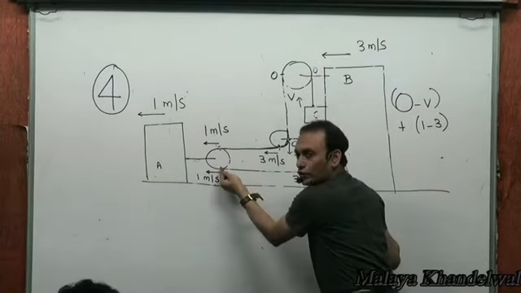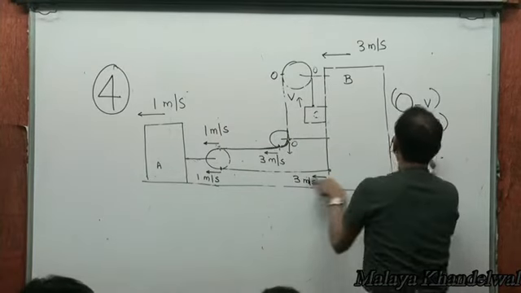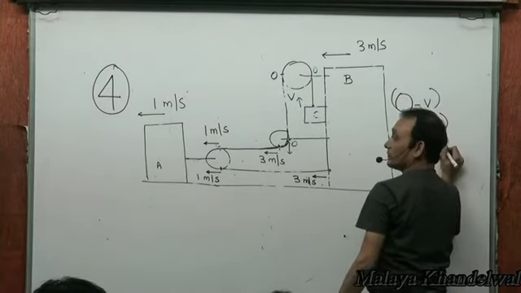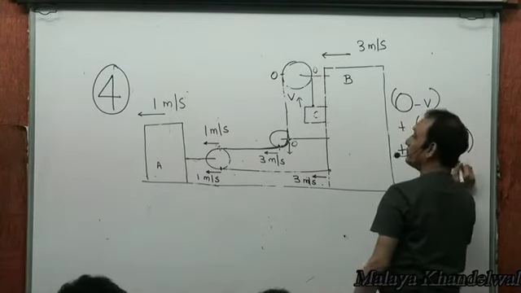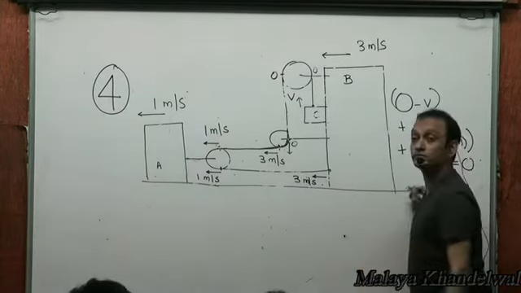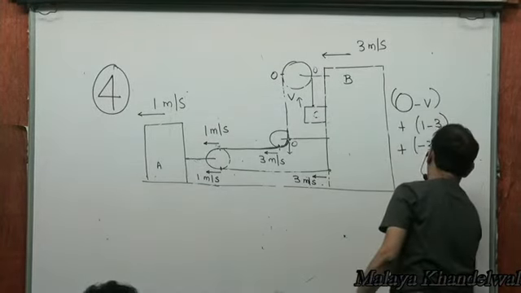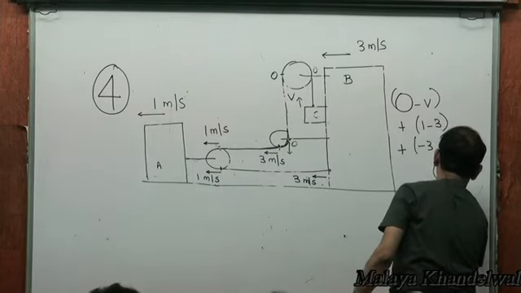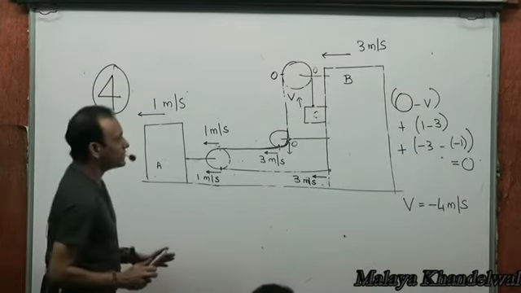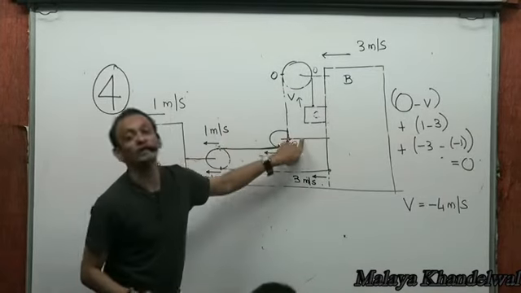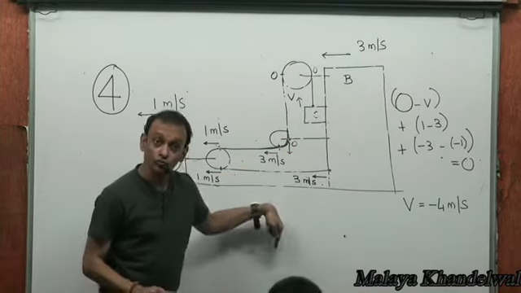Wrap up length, I don't bother. Then I go this way. Minus 3 minus minus 1. What does V turn out to be? Minus 4? Okay. V turns out to be minus 4 if I were to believe Ayush. Which means C is moving down with 4 meters per second. That is what it means.